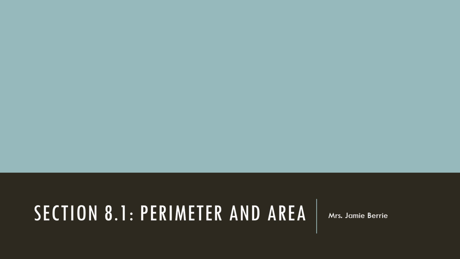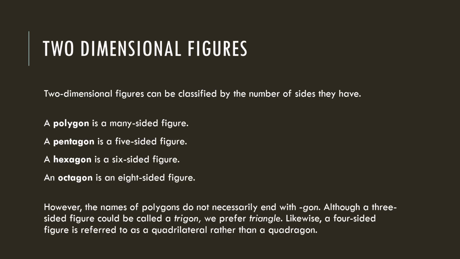In this video, we're going to talk about section 8.1, which is called Perimeter and Area. This section is all about two-dimensional figures or two-dimensional shapes. So let's talk a little bit about two-dimensional figures. Two-dimensional figures can be classified by the number of sides they have.